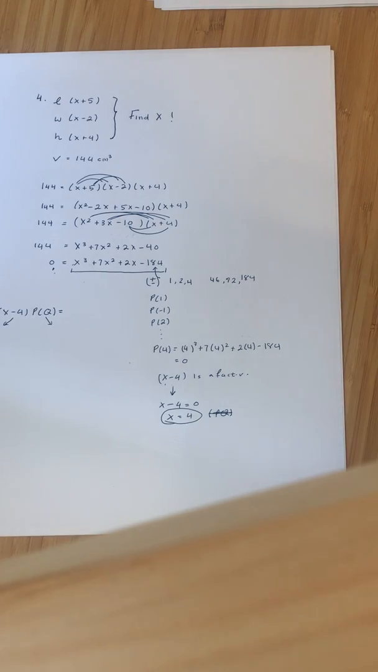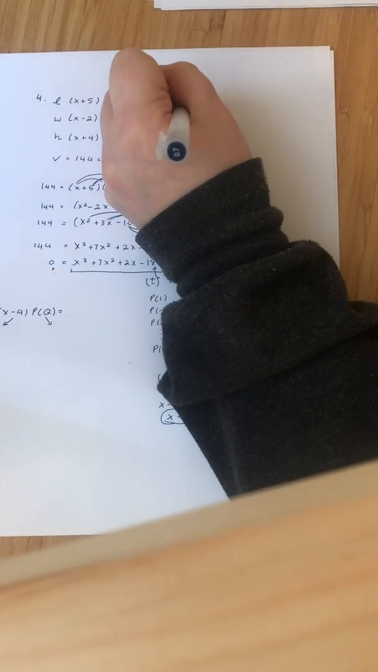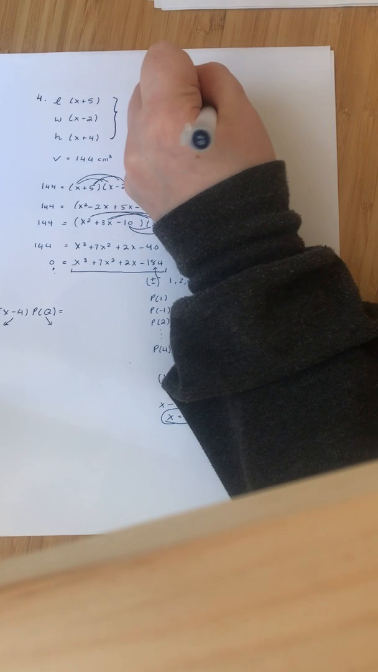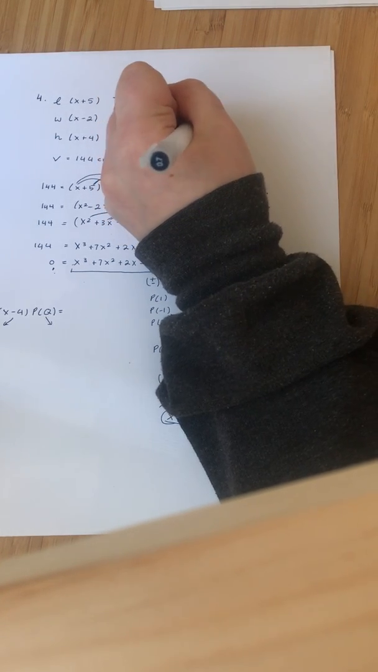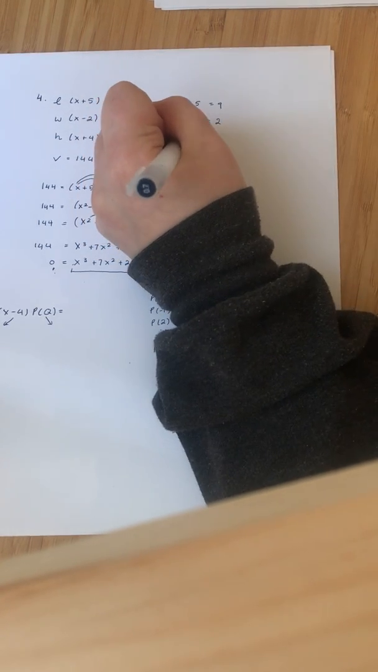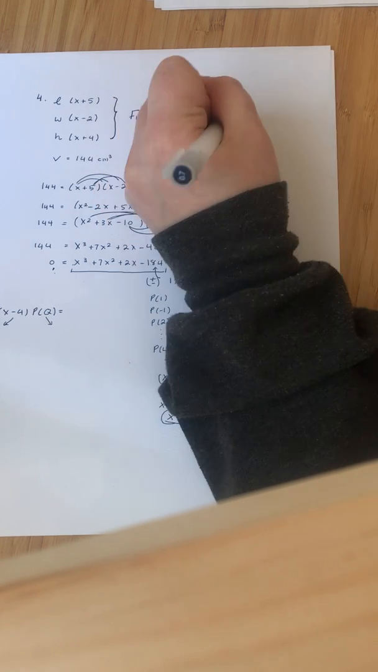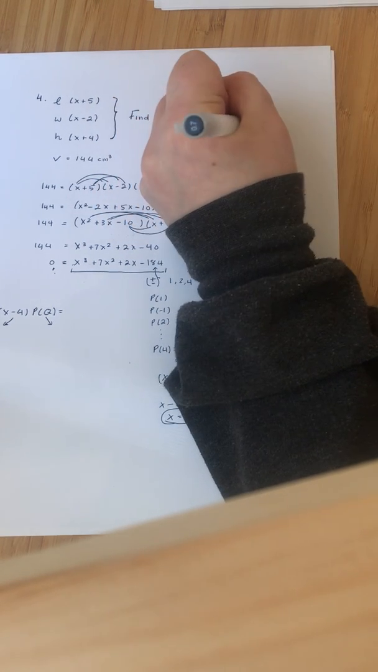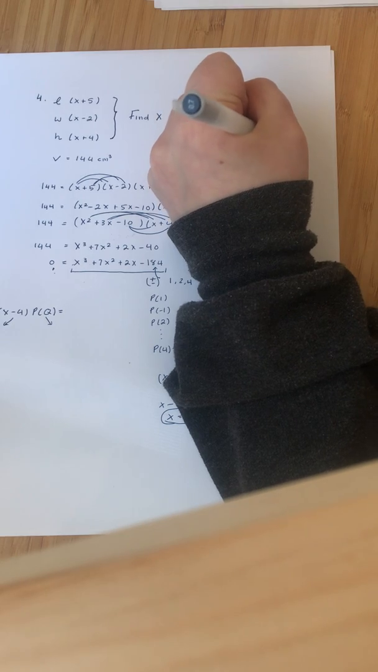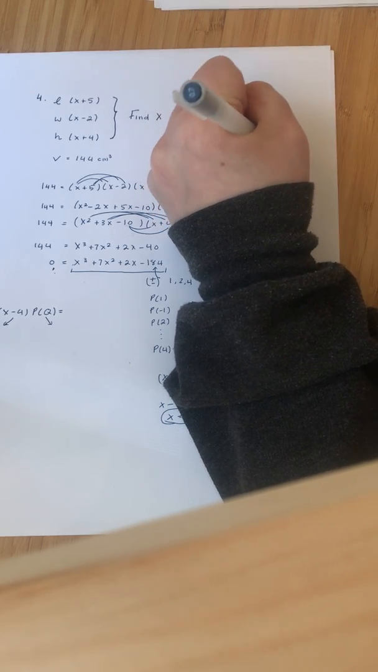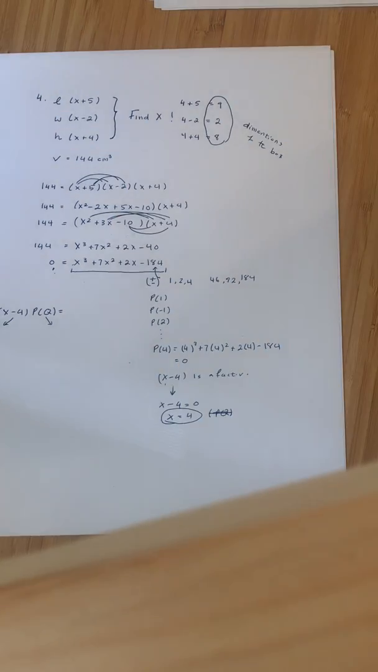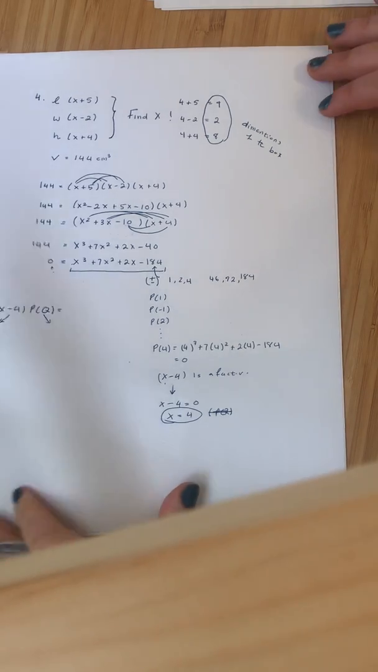So I already got an x value, so I'm going to go ahead and plug it in. I'm going to do 4 plus 5 equals 9, 4 minus 2 equals 2, 4 plus 4 equals 8, and these are my dimensions of the box. Okay, so moving on to question 5.